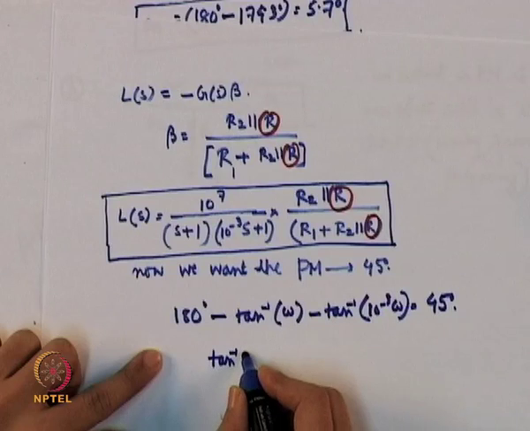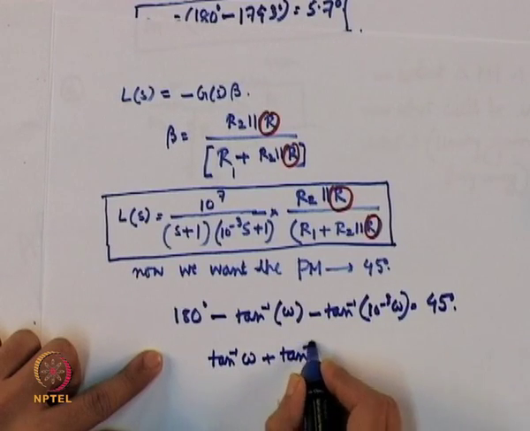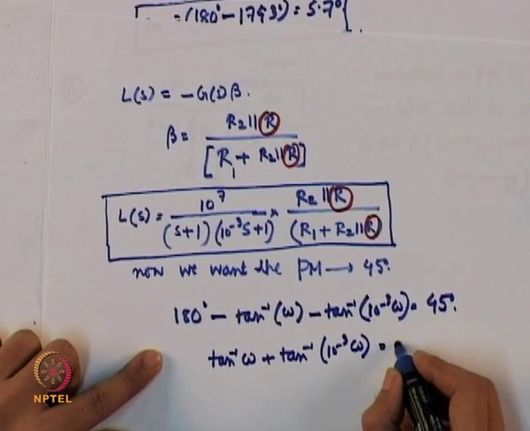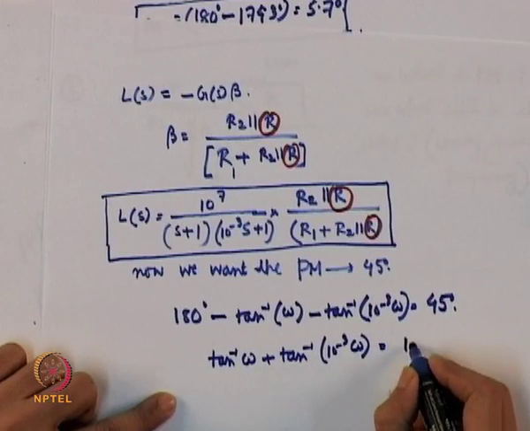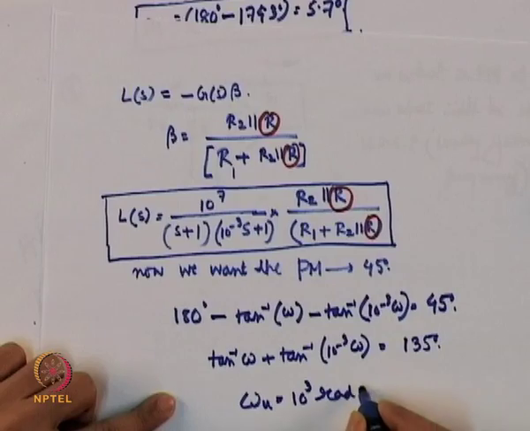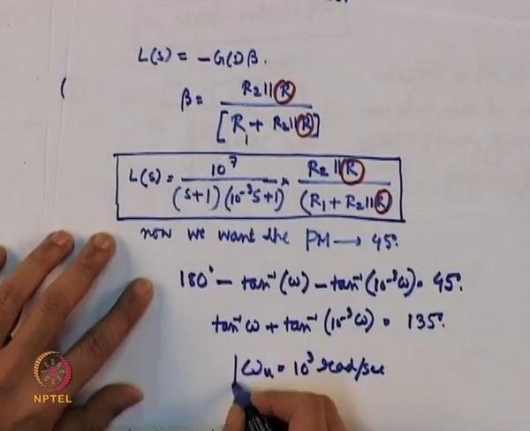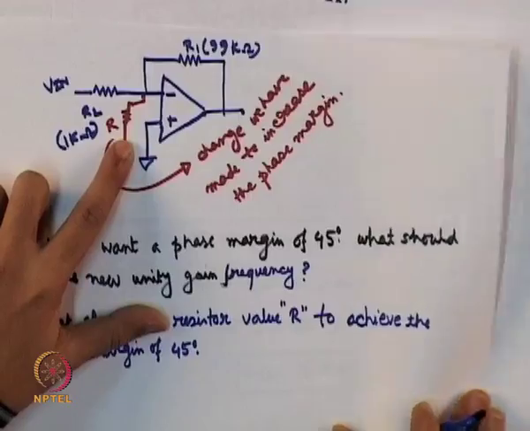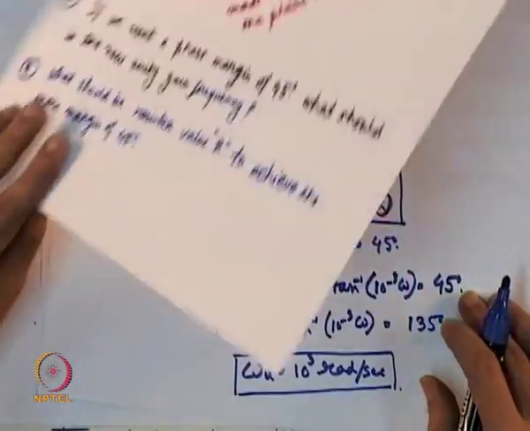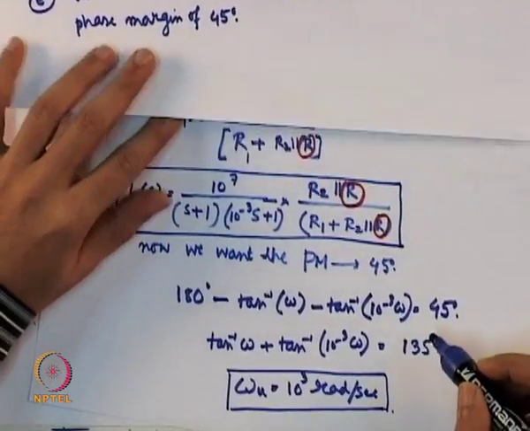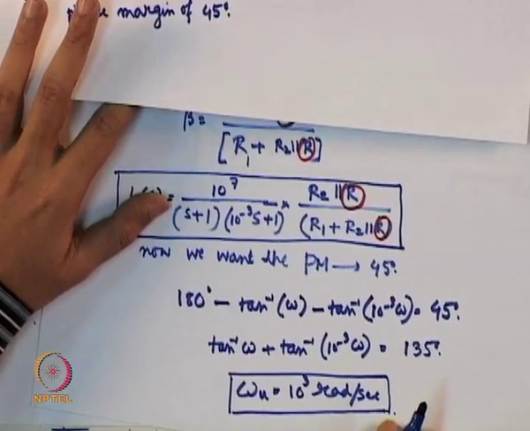So, from here we can write tan inverse omega plus tan inverse 10 to the power minus 3 omega, this will be 135 degree, and then from here the unity gain frequency will come 10 cube rad per second. So, after connecting this resistance, if we want 45 degree phase margin, then the unity gain frequency at which this phase margin has been calculated, that value is coming 10 cube rad per second.